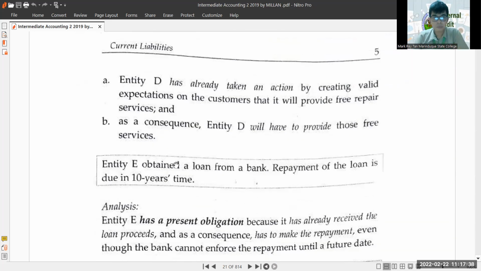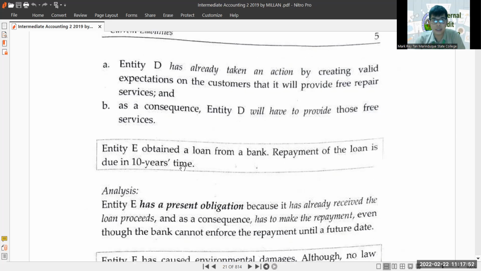Letter E, example, entity E obtained a loan from a bank. The payment of the loan is due in 10 years' time. So, this is easily understandable. Nangutang, may utang na. So, may obligation na to pay.